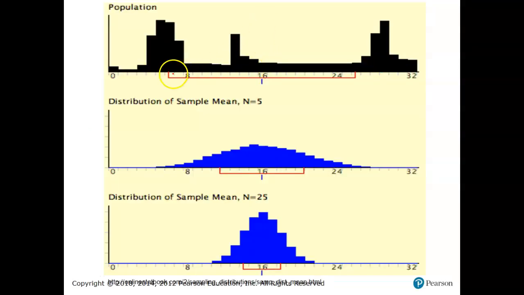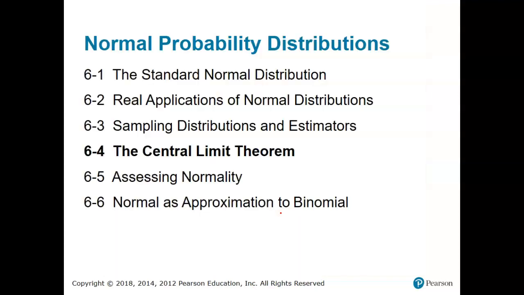Okay, and this is just another one from that same simulation. If you look at this population, it's all spread out. Our mean would be here. So these means still line up, but you see as the sample size gets larger, the variation gets smaller. So this is section 6.4, specifically talking about the central limit theorem.